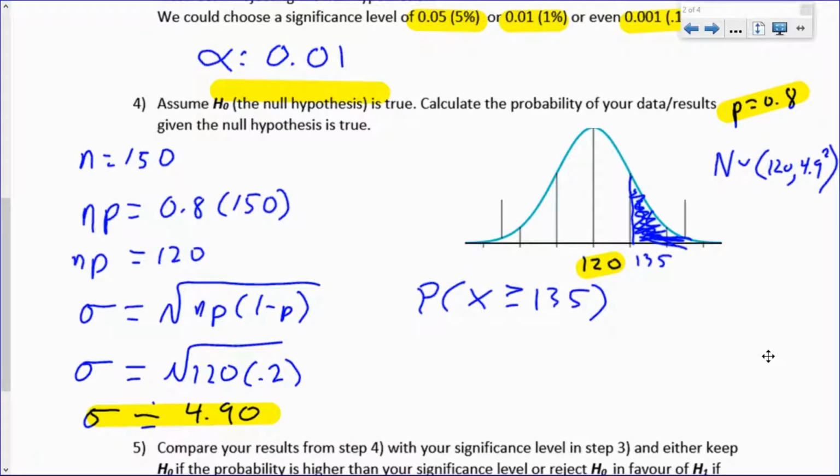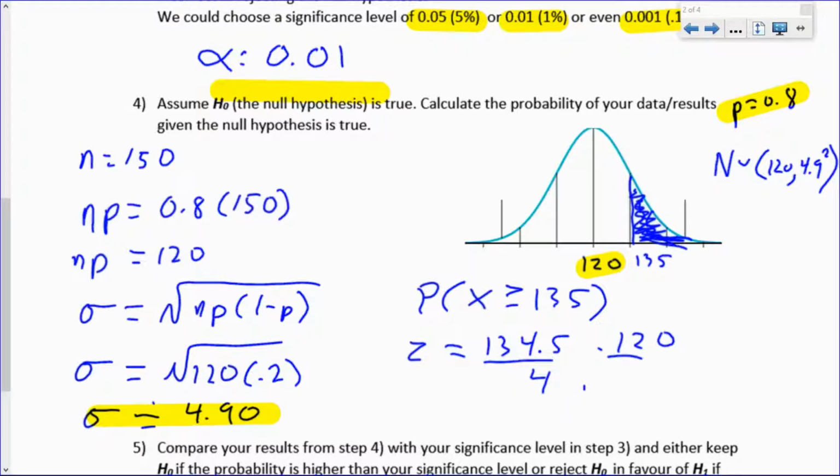Well, the first thing we should realize is that when we do our z-score here, 134.5 and up will round to 135. I know that that is a little bit confusing. It's a little annoying. If you used 135, you probably still get a pretty good answer, but technically anything at 134.5 would round up and would count as 135 people. Subtract from 120 and divide by 4.9.